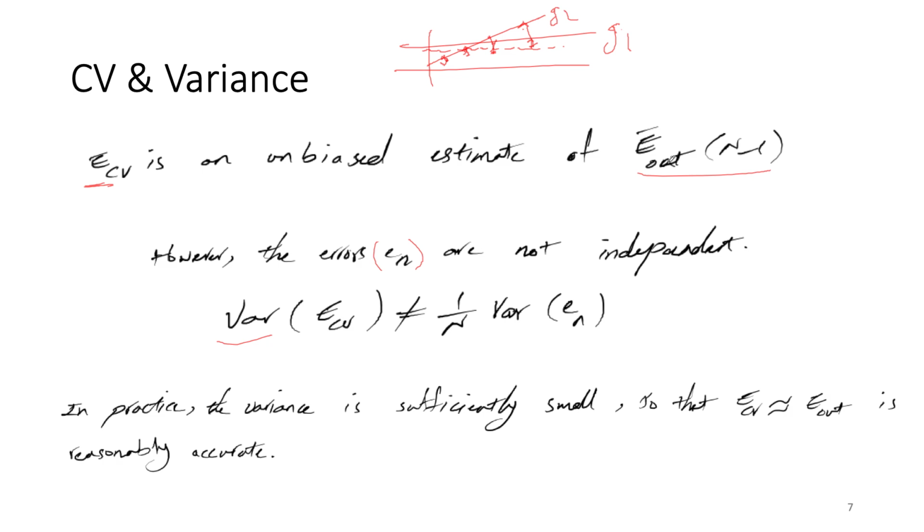However, in practice, we see that the variance is sufficiently small so that E_CV sort of estimates the real E_out. It's reasonably accurate. But you see, if you cherry pick just like that, you saw you have different variance depending on the different hypotheses, because your points are having different e_n's, each of them, and they are not independent.